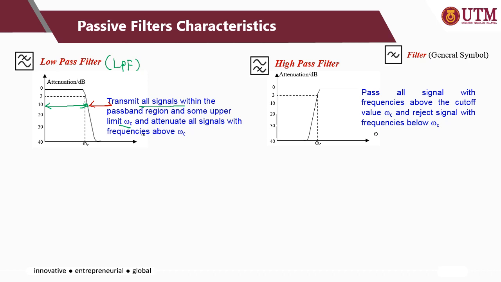Okay, next, the high pass filter. All right, so this is the low pass area. So for the high pass filter, it allows the signals, or chooses the signals, within the passband region, and rejects signals in the area between omega c and the stopband frequency. Okay.